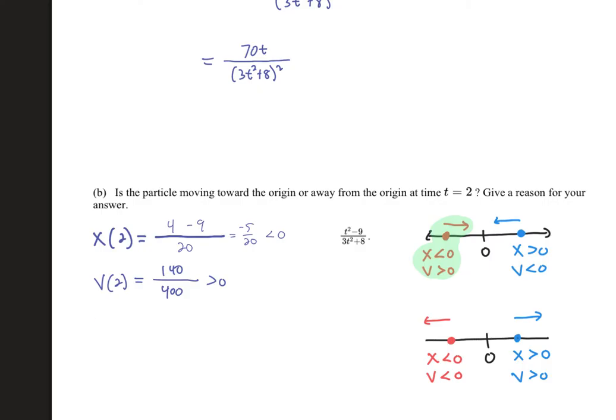They'll say something like, give a reason for your answer. All you have to say is: since x of 2 is negative and v of 2 is positive, the particle is moving toward the origin.